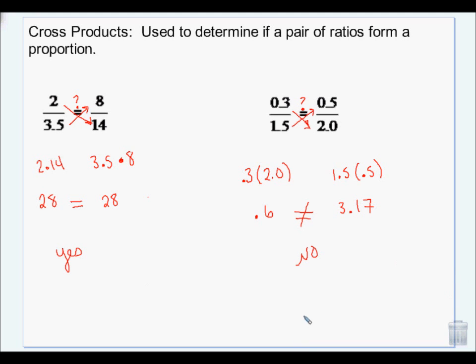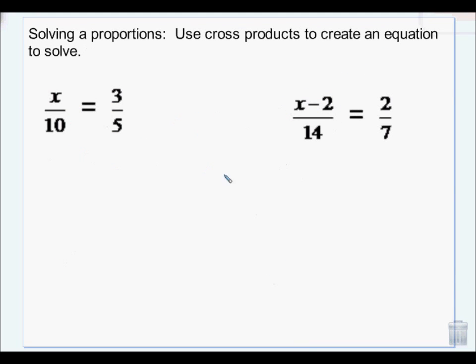Any questions? So we're going to use the cross multiplication to find out what x equals. Because I know if this is true, then 5 times x has to equal 3 times 10. So 5 times x is 5x, 3 times 10 is 30. I'm going to divide both sides by 5, and I'm going to get x equals 6.